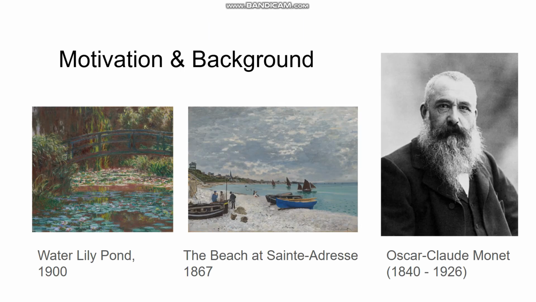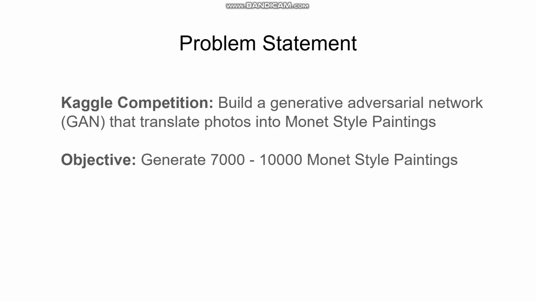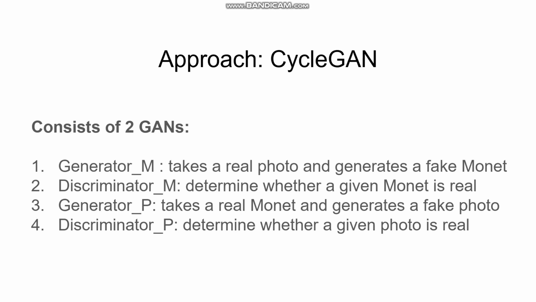When I was in grade school, I was deeply impressed by Claude Monet's masterpiece, especially Water Lily Pond, which I got introduced to in one of my visual art classes. I was a very bad painter myself, but I have a dream of producing masterpieces like him, but that never happens. That's why I took on this Kaggle challenge, which requires me to translate photos into Monet style paintings. Given the input photo, the competition requires me to generate more than 7,000 Monet style paintings.